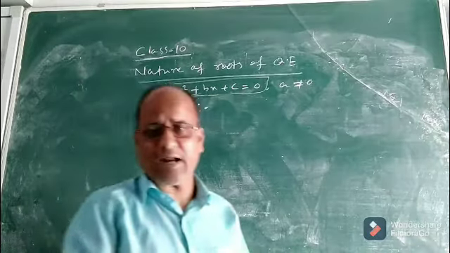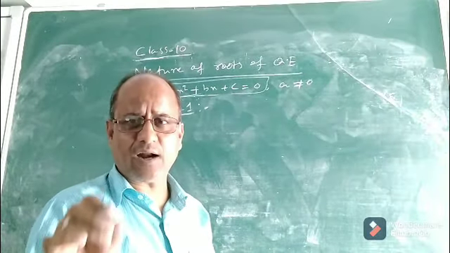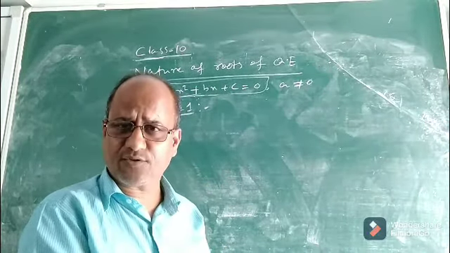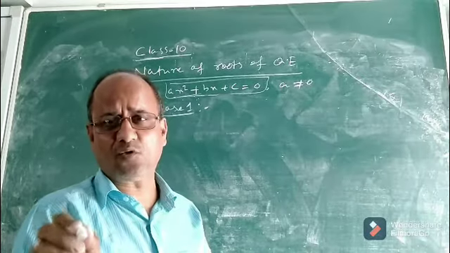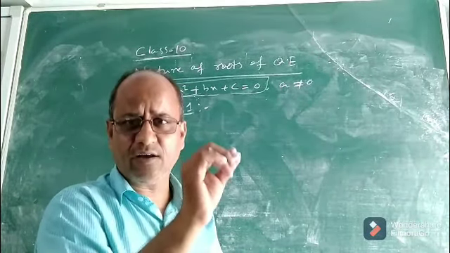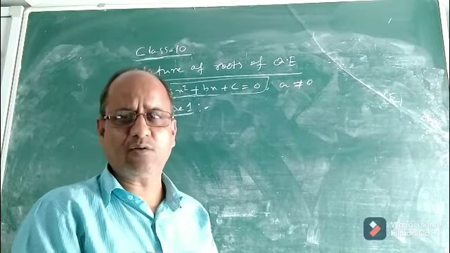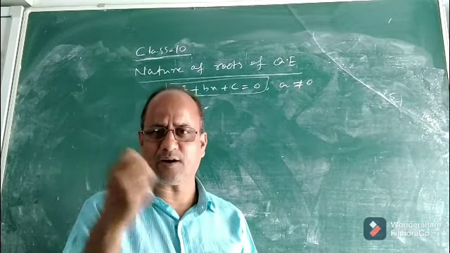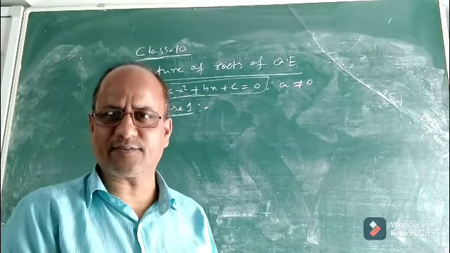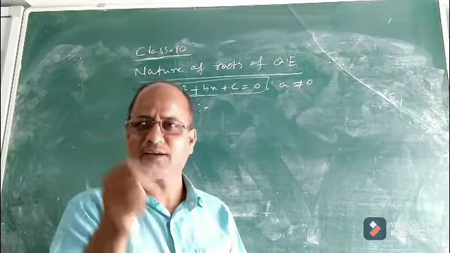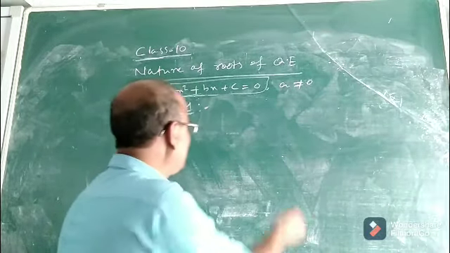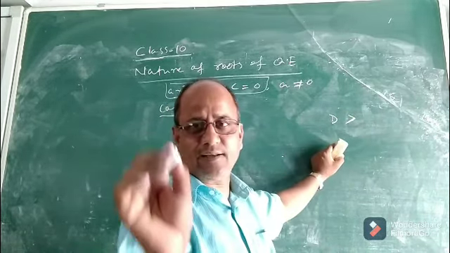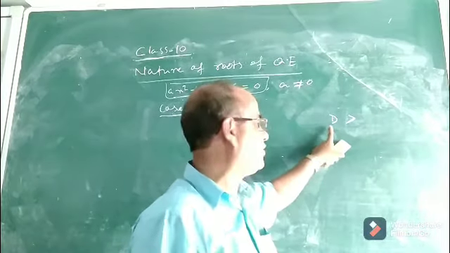It may so happen that you are given a quadratic equation. As I told you, it is the discriminant which decides the nature of roots. That means to find the nature of roots, first we have to find the value of capital D, the discriminant. If you find the discriminant of a quadratic equation, there are three cases. It may be greater than 0, or it may be less. In order to find the nature of roots, first we have to find the value of the discriminant.